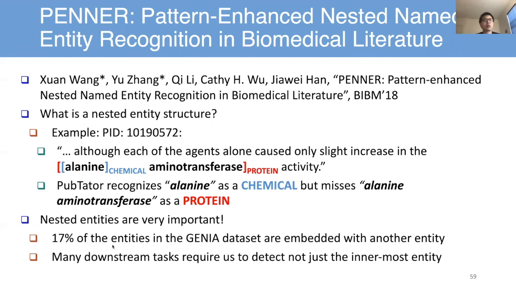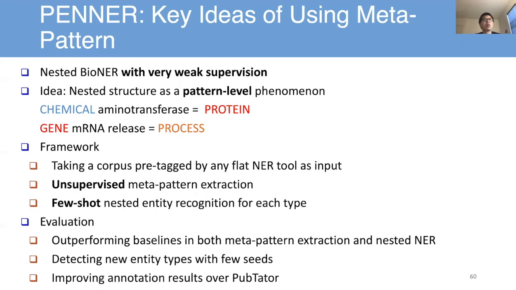Based on some statistics, we know that about 17% of the entities in a certain data set are embedded within another entity. And nested entities are very useful in many downstream tasks. This is a very crucial problem in the biomedical domain. The goal of this work is to conduct nested bio-entity recognition using a very limited amount of supervision. So the key idea here is that nested structure is usually a pattern-level phenomenon. For example, as I mentioned before, chemical plus some suffix becomes a protein. Gene plus mRNA release becomes a process.